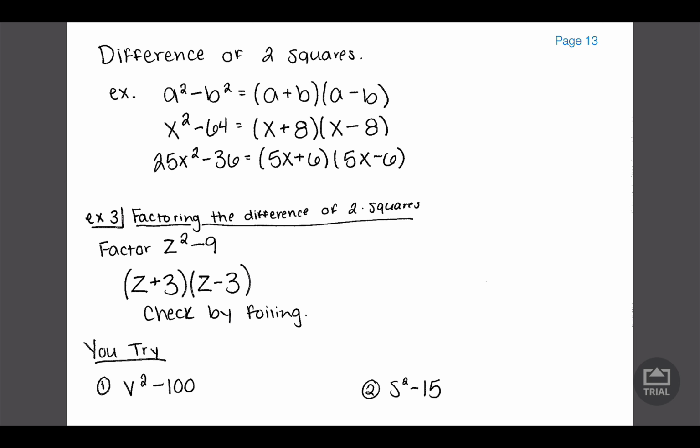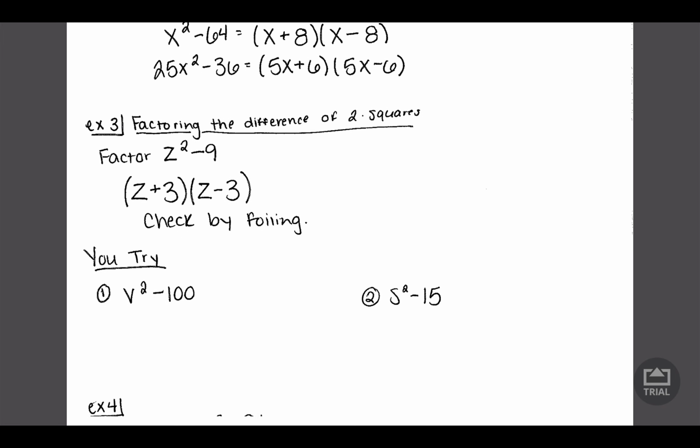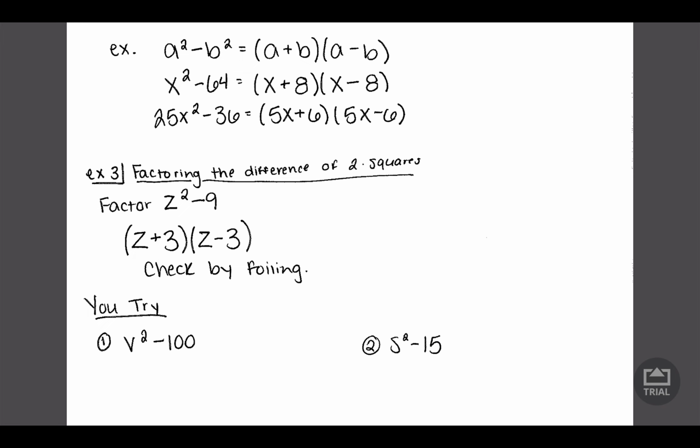Alright, shift to the next page. Now we'll go to the difference of two squares. That's just when the first term is squared and there's a minus in between, and the second term is also squared. So there are some examples above. This is the easiest because all you have to do is put the square root of the first one plus the square root of the second one, and then the same thing but minus instead of plus.